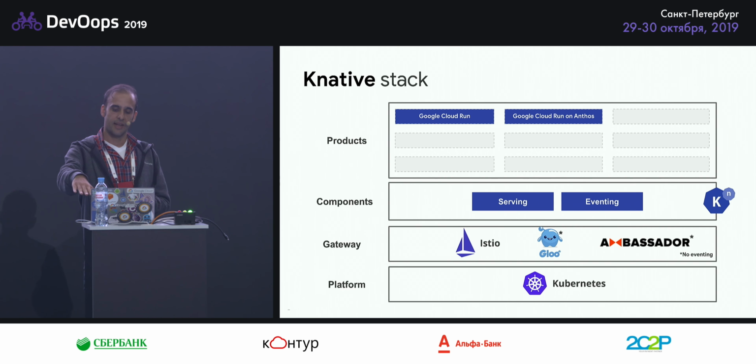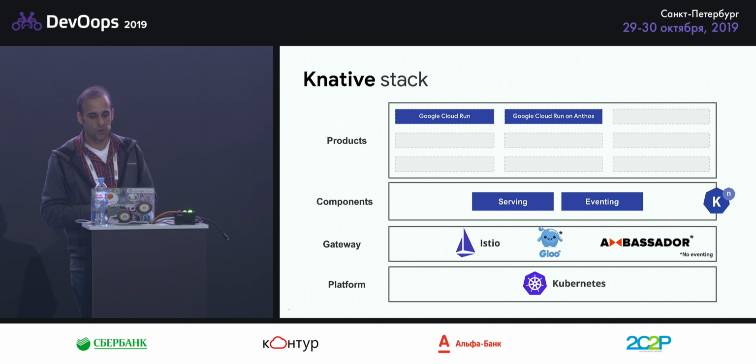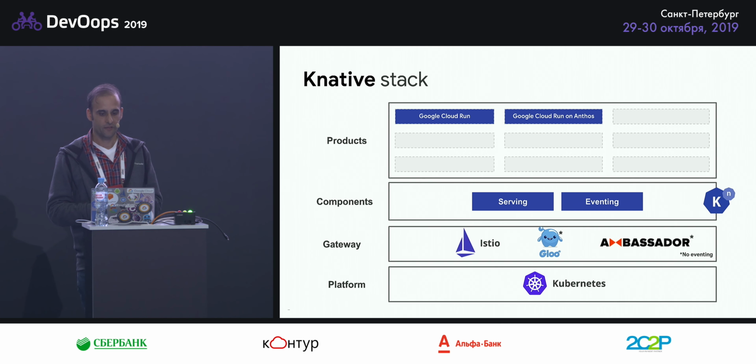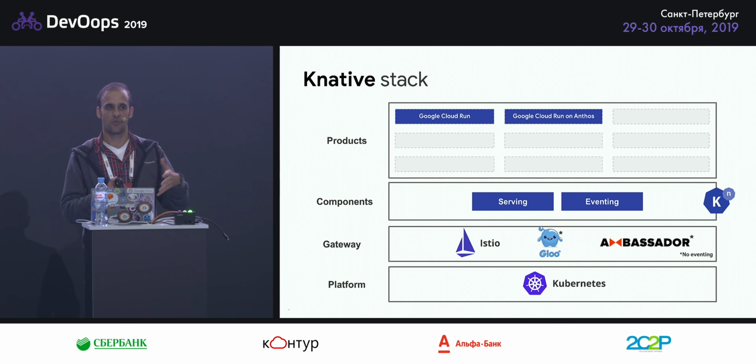Now, you can use Knative everywhere there's Kubernetes, but typically if you're running in a cloud provider, there are other products being built on top of Knative that you would use. For example, on Google Cloud, there's something called Google Cloud Run, which is the managed version of Knative, and there's another thing called Google Cloud Run on Anthos, which is a managed version of Knative on Google Kubernetes Engine, which is the managed version of Kubernetes on Google Cloud. And there are other products from other companies being built on top of Knative.